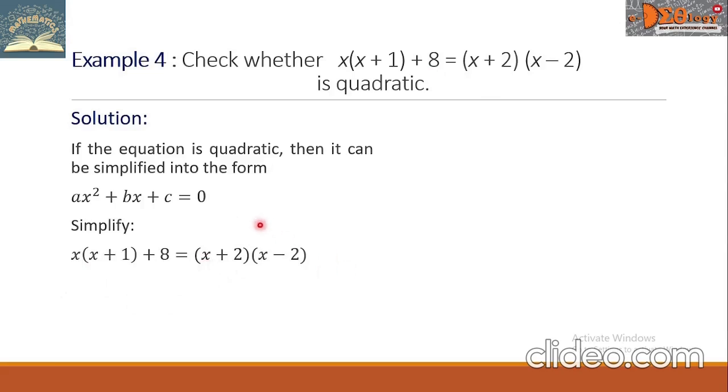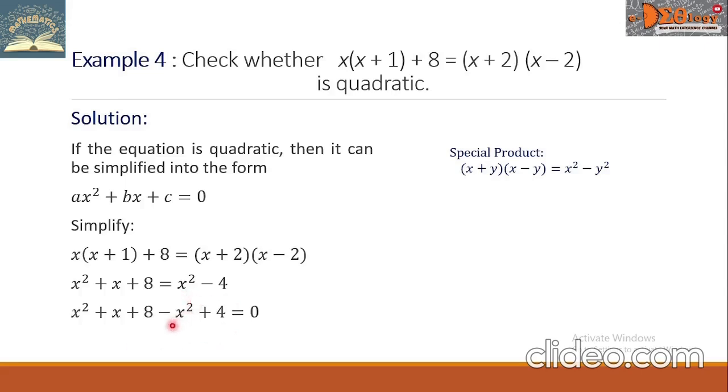Then on the right side, we will remember our special product that says x plus y times x minus y equals x squared minus y squared. Let us now simplify the equation. The left side becomes x squared plus x, then this plus 8, equals the right side, which becomes x squared minus 4. We transpose all terms of the right to the left. So this x squared becomes negative and this negative 4 becomes positive. Now the right side equals 0.